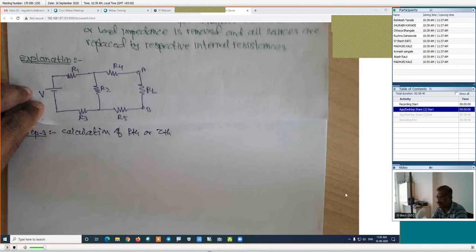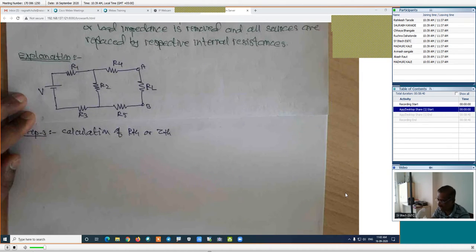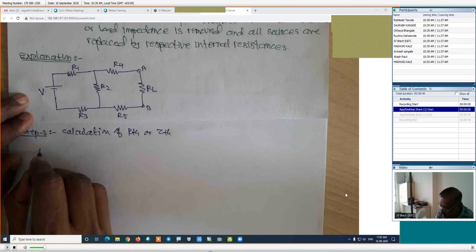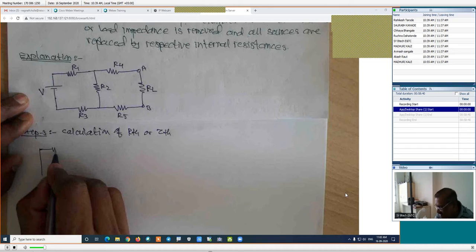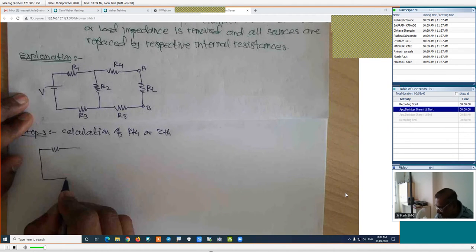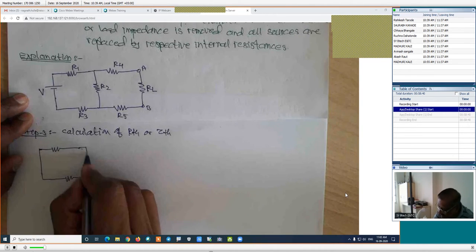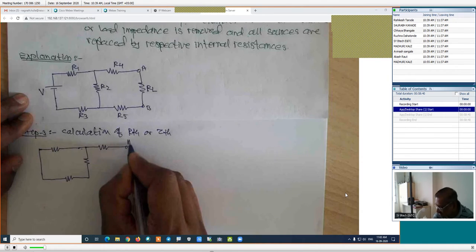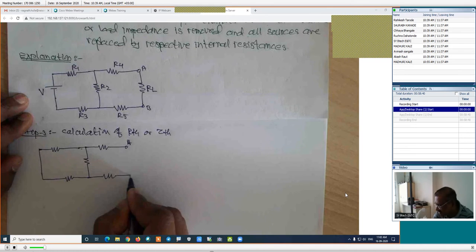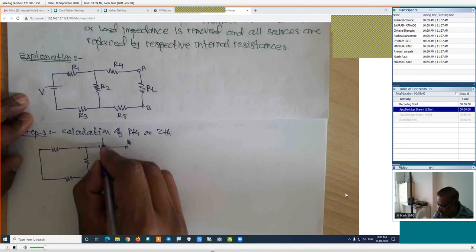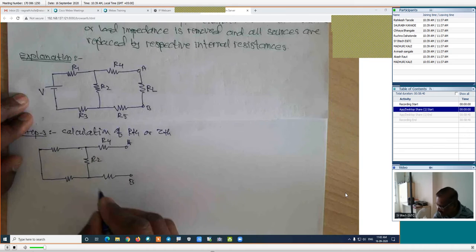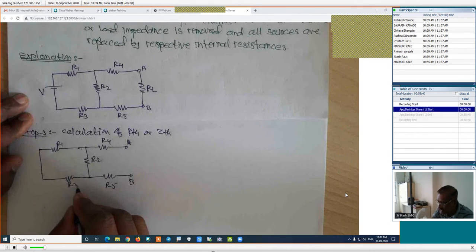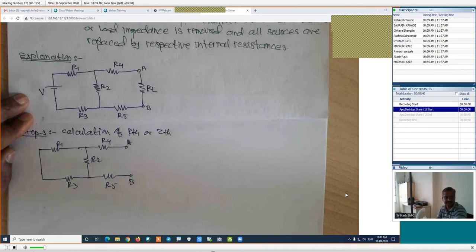In this case, we have to remove the load resistance and all sources. Here is the voltage source. We will remove that source and replace it by its internal resistance, which is 0. Then we will draw the figure as it is. At the same time, we will remove the load resistance. Here is terminal A and this is the other terminal, B. This is R4, this is R2, this is R5, this is R1 and this is R3, and we have removed the load resistance also.